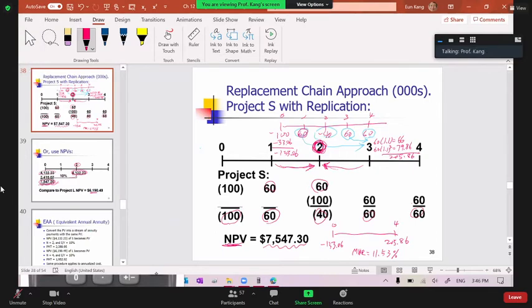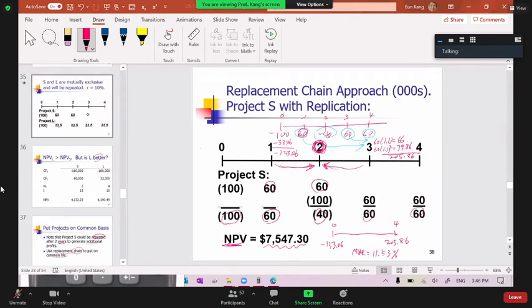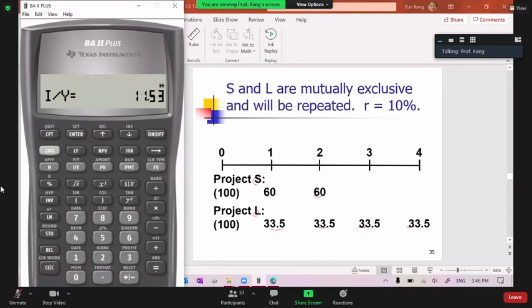Then what? Then how about, since you asked, let's just get IRR of S. IRR of S is that cash flow.